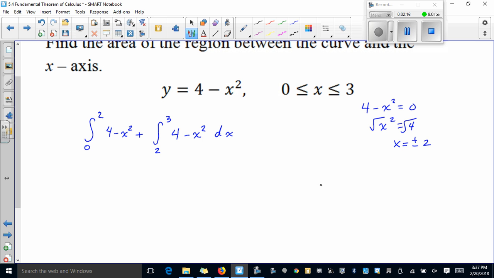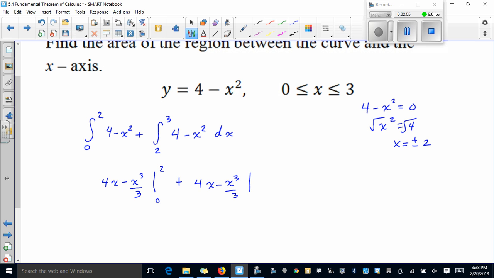Antiderivatives. So this is going to give me 4x minus x cubed over 3, evaluated from 0 to 2, plus same antiderivative, 4x minus x cubed over 3, from 2 to 3. Now, before you start going, well, hey, why can't I just go ahead and add or subtract these up? Because you're doing absolute values. Otherwise, we would just evaluate 0 to 3.